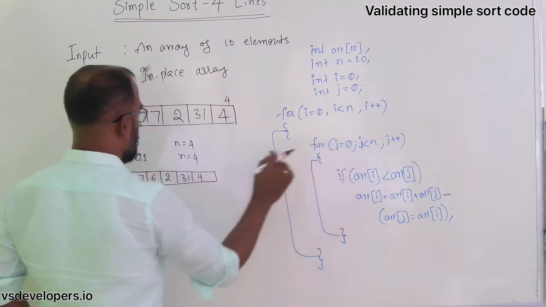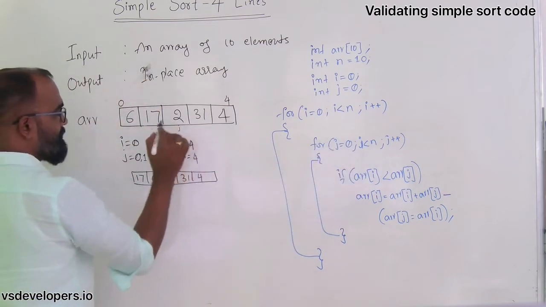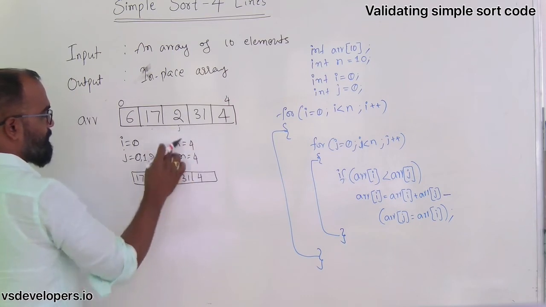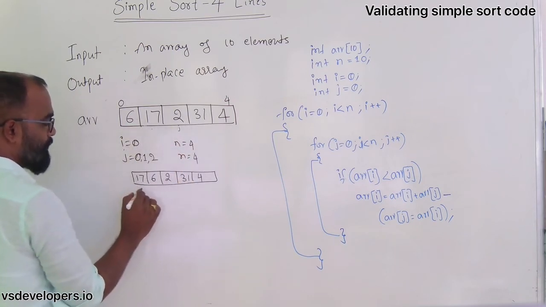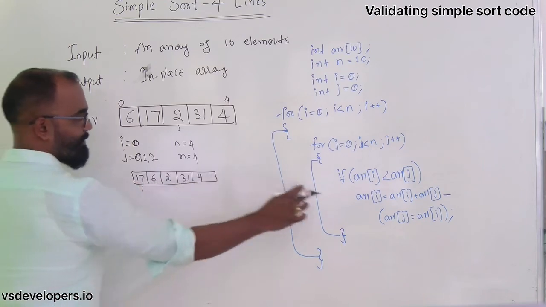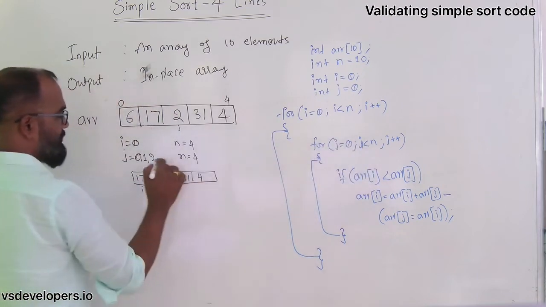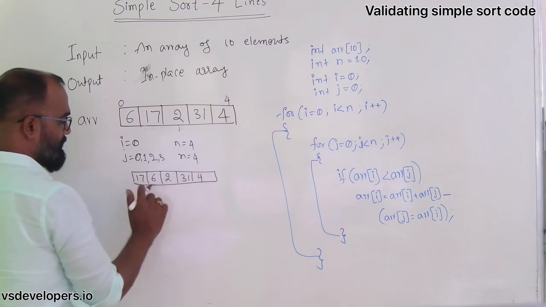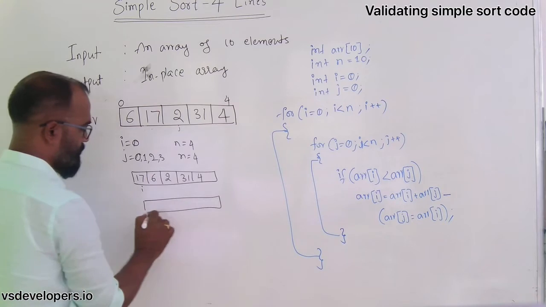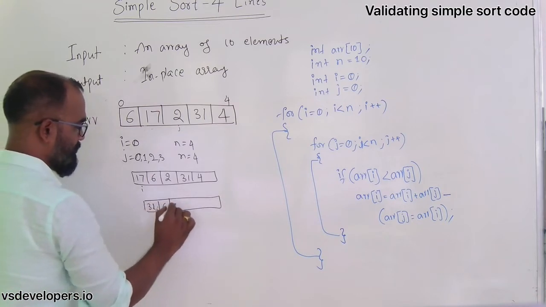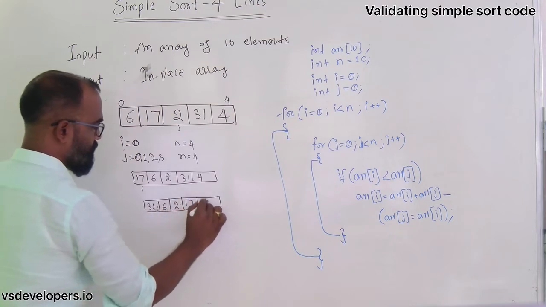Then your J is incremented, J is 2, and you compare array of I. The new I value is 17. Is 17 less than 2? No. So your J is incremented again. Your J is now 3, 31. Is array of I, 17, less than 31? Yes. So now the swap. Therefore the new array would be 31, 6, 2, 17, 4.